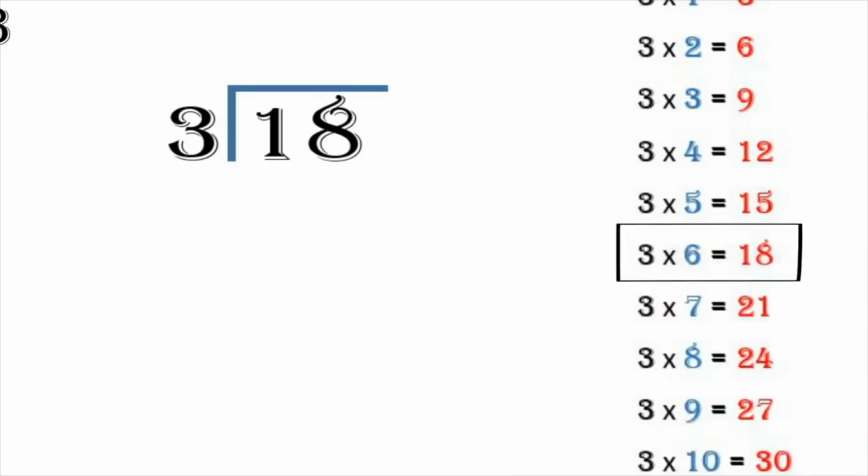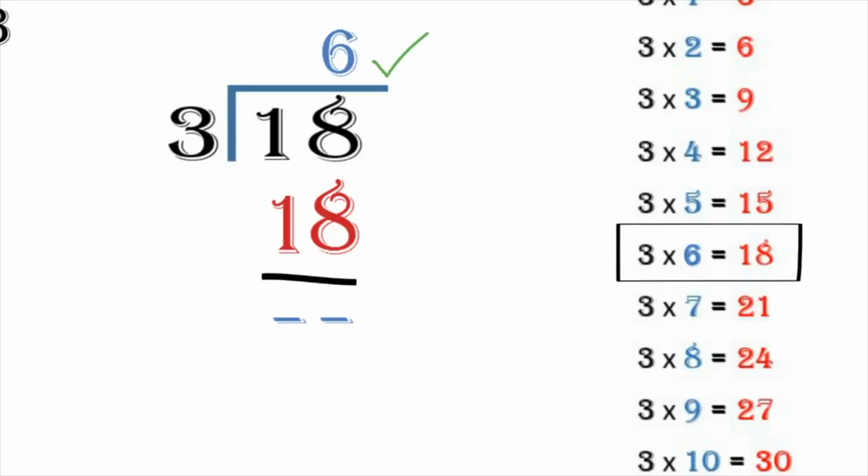So we write our 18 here. We know that 3 multiplied by 6 gives 18, so we write 6 as our quotient. Next, we will subtract. We notice that this will give us 0, meaning we have no remainder. So this is our final answer.